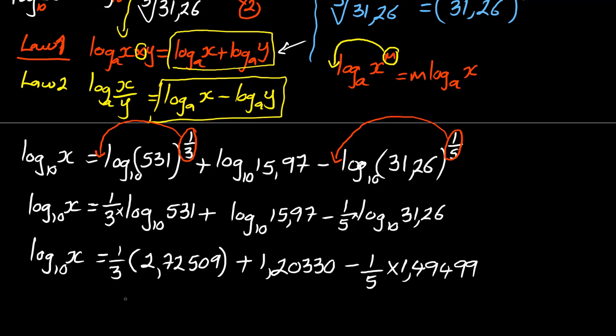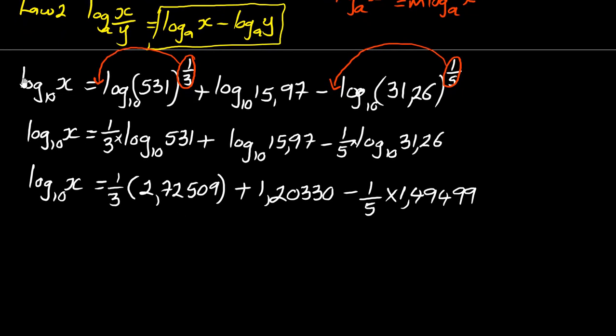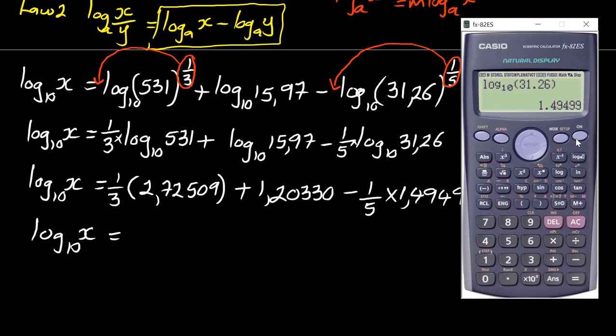Now when you have done that, the next thing is to use again the calculator. Say log 10 of x is equal to, now you're going to use the calculator once now to find the final answer on the right hand side, which will be, in this case, 1/3.